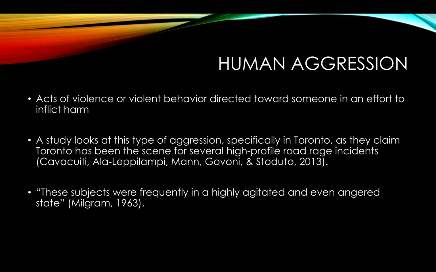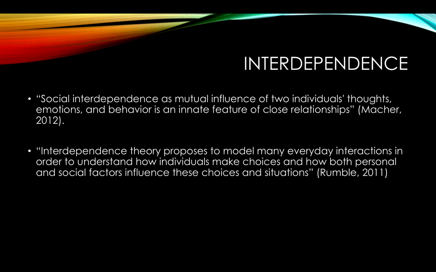So if the person that you are choosing to obey is angry, and they want you to act in an angry manner, and you choose to obey that, that's definitely a part of human aggression and how human aggression and behavioral obedience come together. Now, interdependence is next up, and we're going to talk about how it relates to these two things as well. So interdependence is defined by Masher as a mutual influence of two individuals' thoughts, emotions, and behaviors as an innate feature of close relationships.